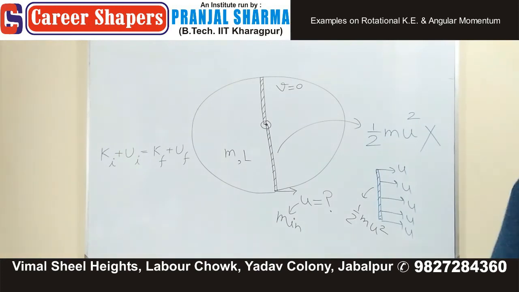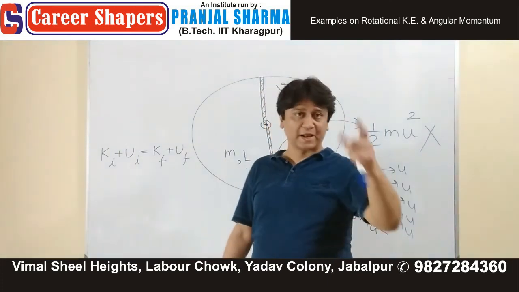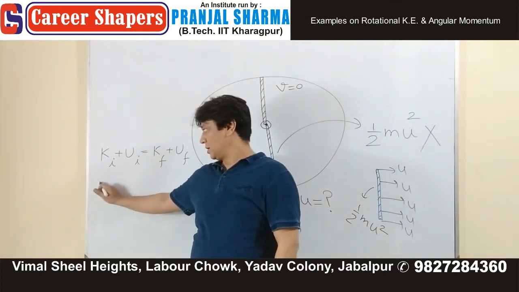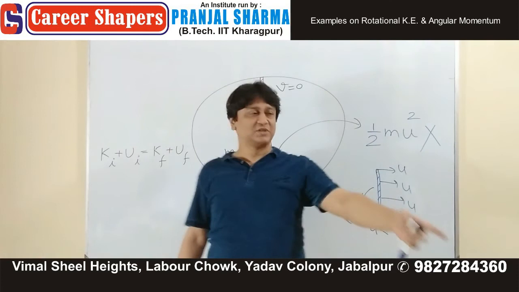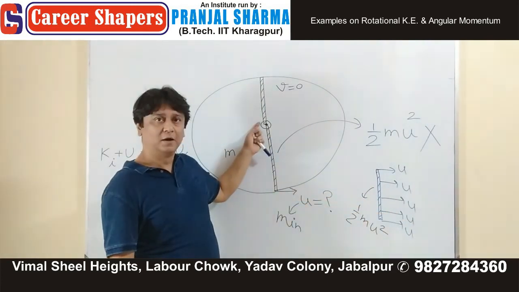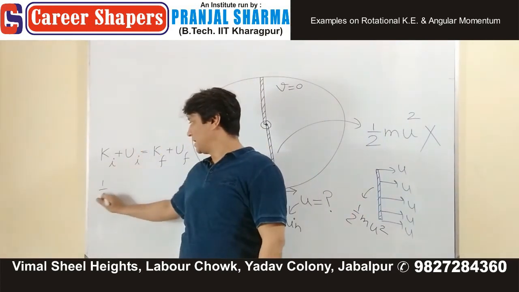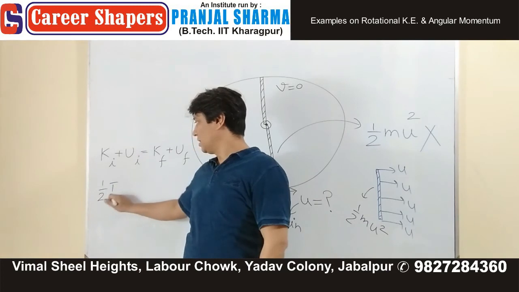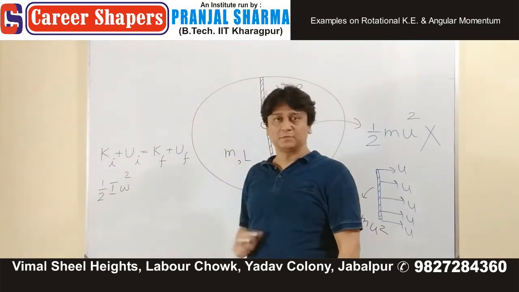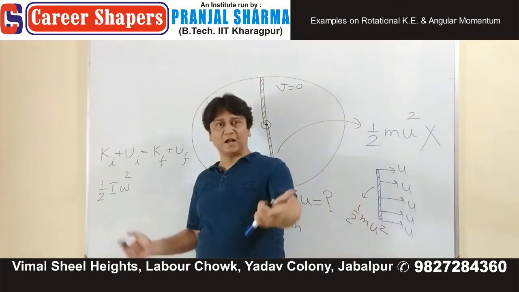Good. One of you has answered the correct way, not the correct answer. What is kinetic energy? इस झंझट से बचने के लिए कि भाई पता नहीं किसकी स्पीड क्या है, हमने बोला एक काम करो ना यार, रोटेशनल में काइनेटिक एनर्जी का फॉर्मूला क्या है? हाफ I omega square. Use this. The only thing left is to find I and omega, and we can answer the question.